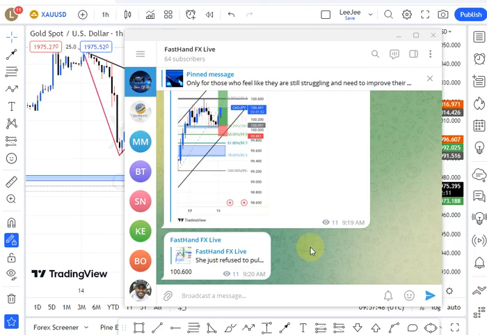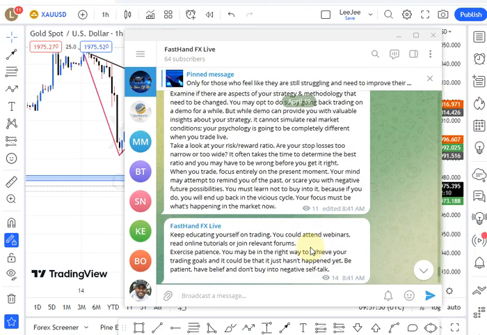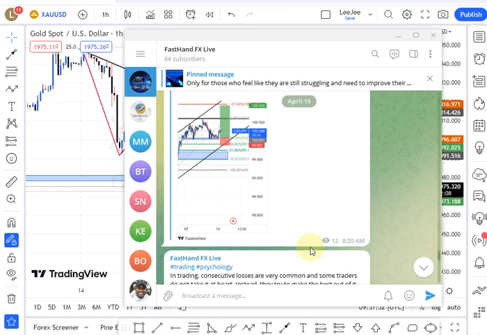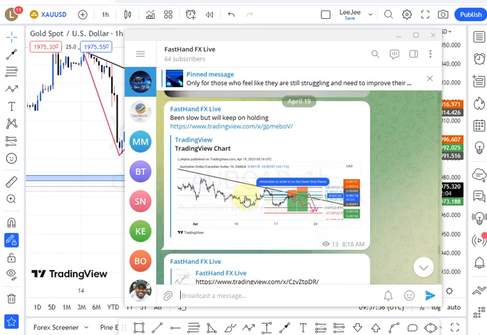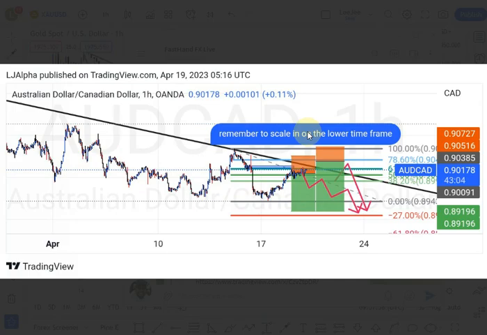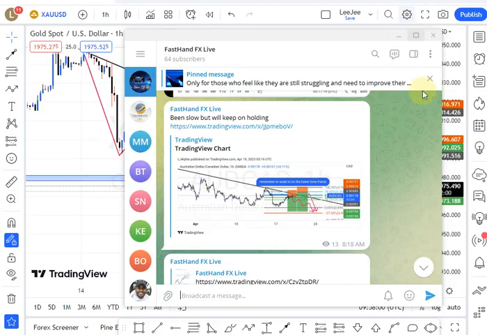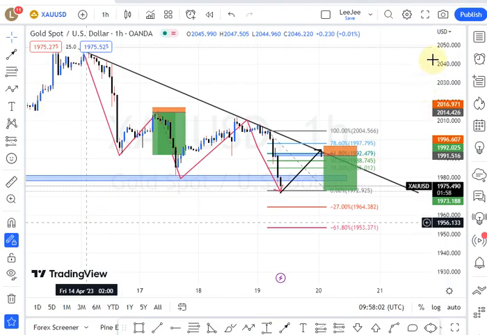Okay, as you can see in the morning, or I believe yesterday, I did send a signal that was Aussie against the Canadian dollar. Let me see how it's moving.